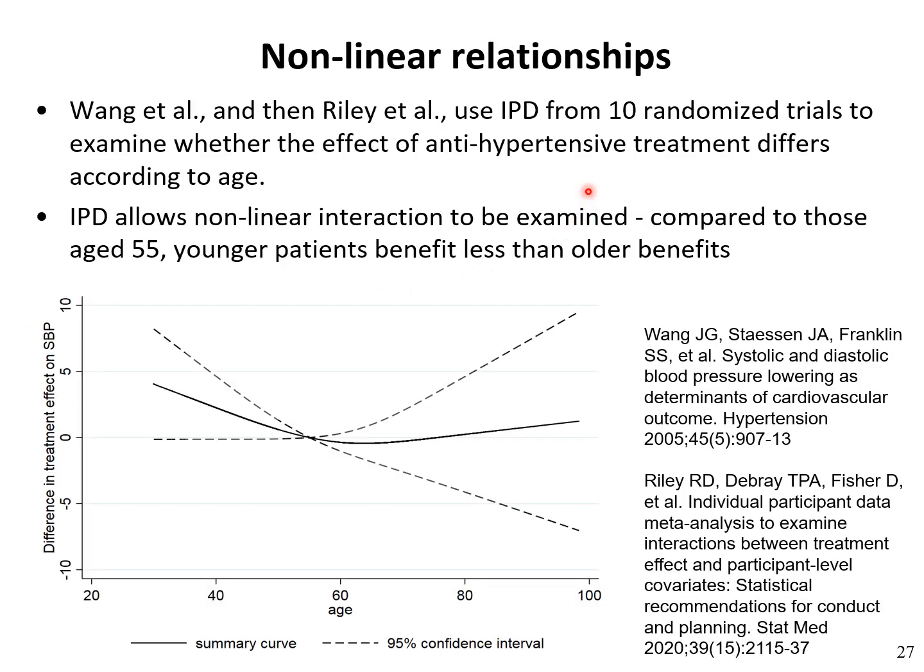In that previous example, there was a perhaps artificial dichotomization into whether estrogen receptor is positive or negative. But with the IPD, you can actually go beyond simplistic assessments of continuous variables like that and use a more appropriate analysis considering those variables as continuous. So for example, Wang et al. and then myself and colleagues a bit later used IPD from 10 trials of antihypertensive treatment to assess whether the treatment effect differed according to age.